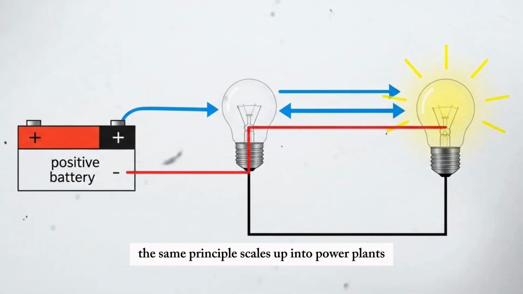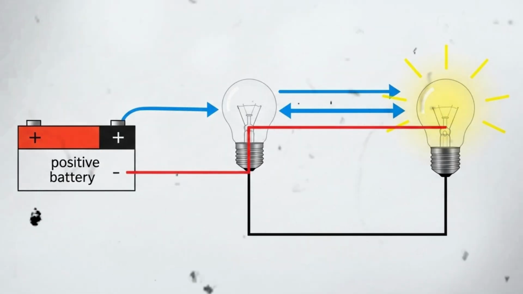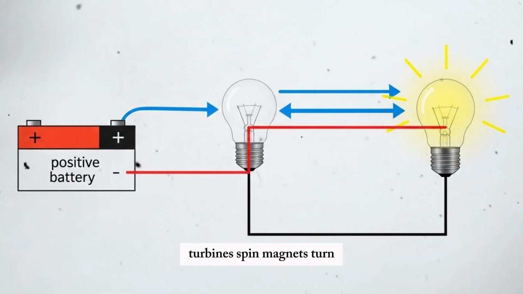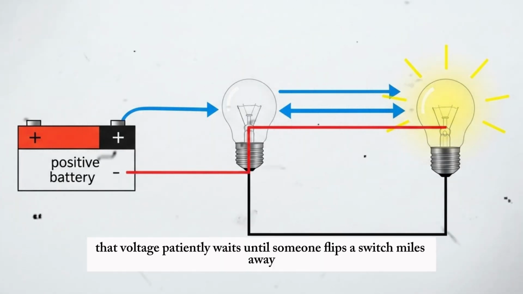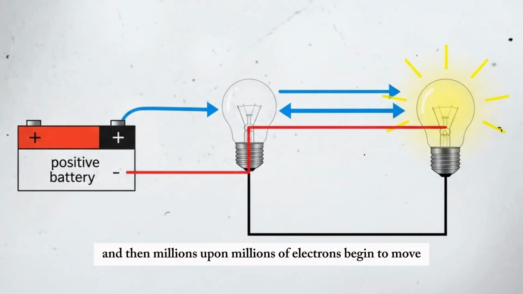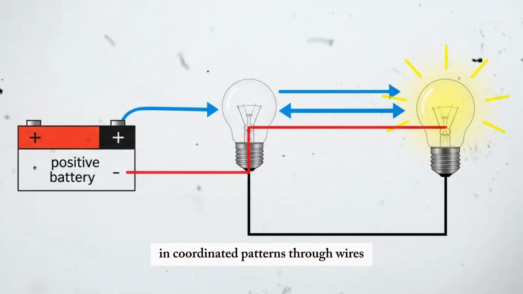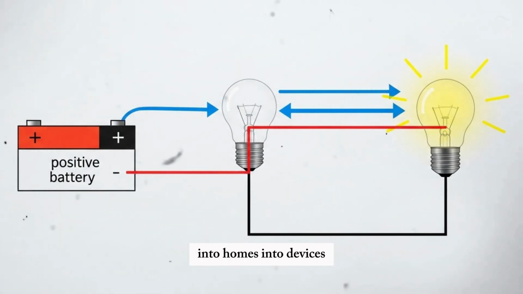The same principle scales up into power plants. Turbines spin, magnets turn, charges separate, and a voltage appears across gigantic generators. That voltage patiently waits until someone flips a switch miles away, and then millions upon millions of electrons begin to move in coordinated patterns through wires, into homes, into devices.